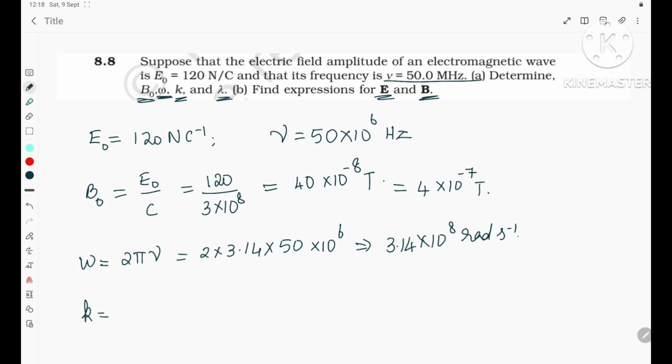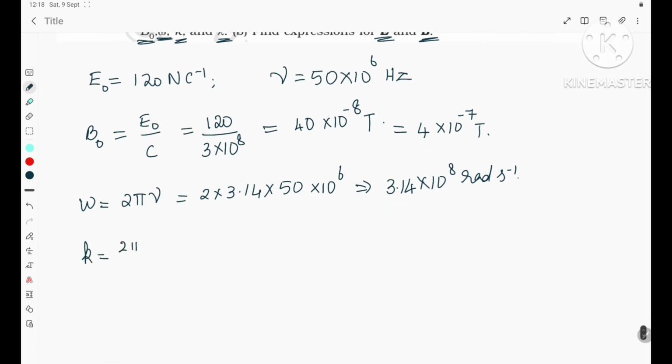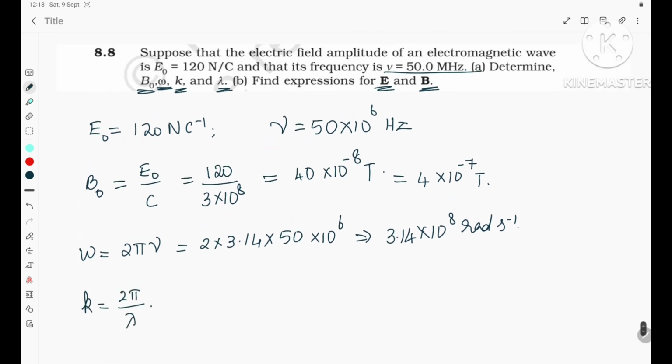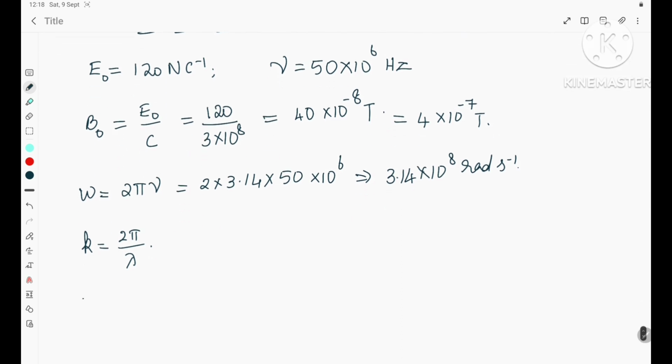Next is K. So what is K? K is 2 pi by lambda, right? And we don't know lambda, right? So we'll first calculate lambda. Lambda is equal to V by nu. How much is the speed of light? 3 into 10 power 8 divided by the frequency. How much frequency is given? 50 into 10 to the power 6. So the answer for this one will be equal to 6 meter.